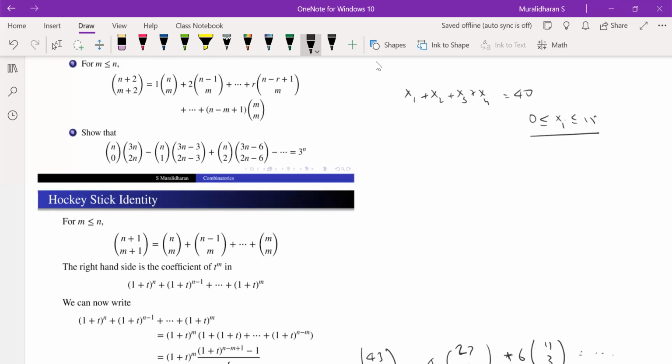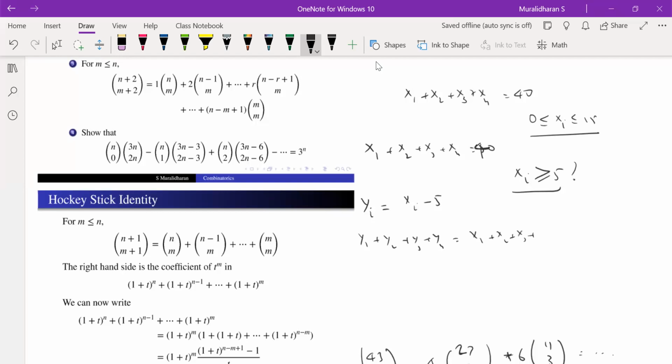Okay. However, suppose I have the same question, x1 plus x2 plus x3 plus x4 equal to 40, such that each xi is greater than or equal to 5. Suppose I am asking that question, this is easy because I can define yi as xi minus 5. Then what will happen now? My y1 plus y2 plus y3 plus y4 will be equal to x1 plus x2 plus x3 plus x4 minus 20, which is equal to 20.